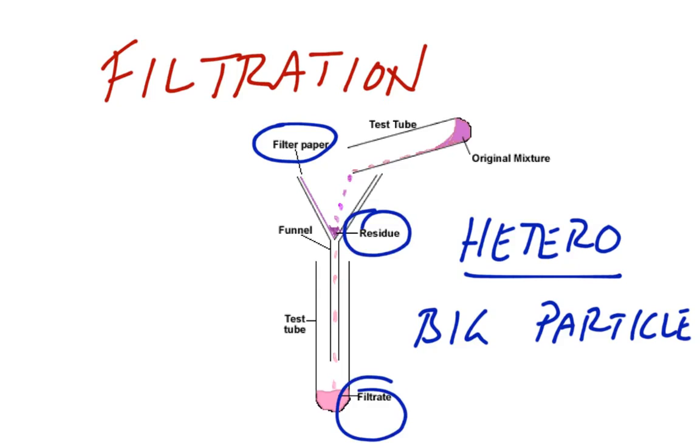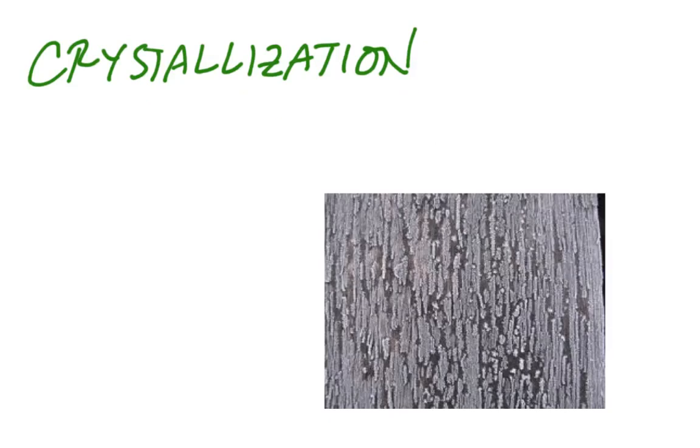Sand and water would be a prime example of something that you might filter. A poor thing to try filtering would be ocean water, because the particles that make up a solution are much, much smaller than heterogeneous particles. And these particles wouldn't get trapped, and the salt would go through with the water.